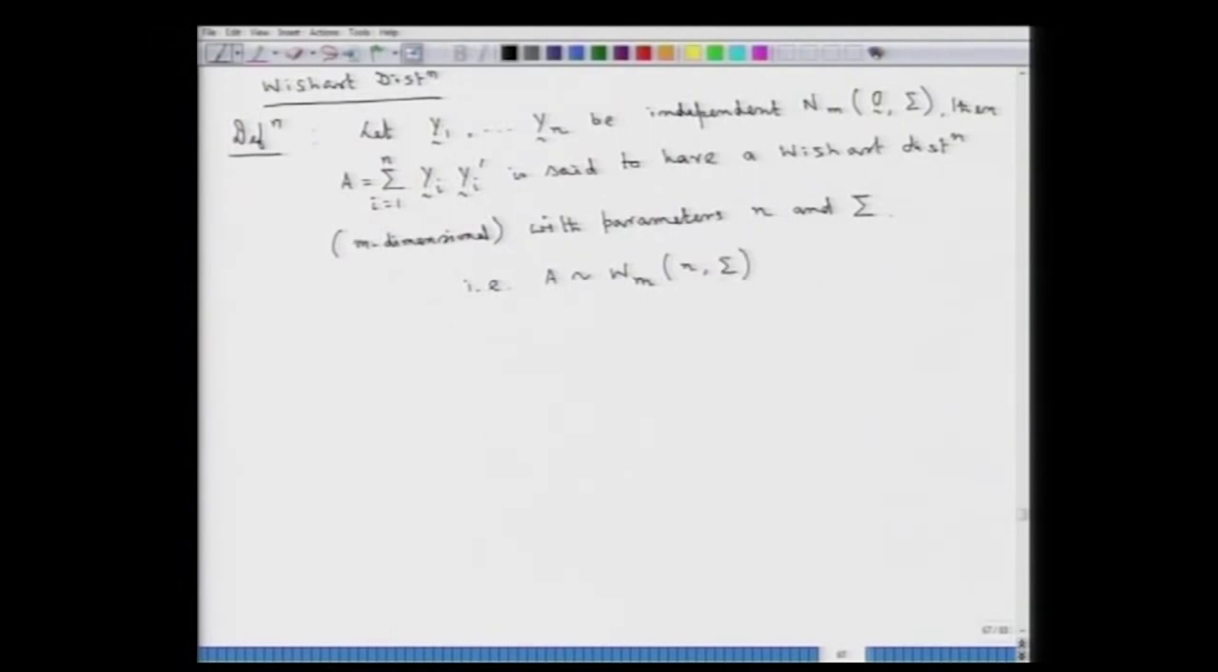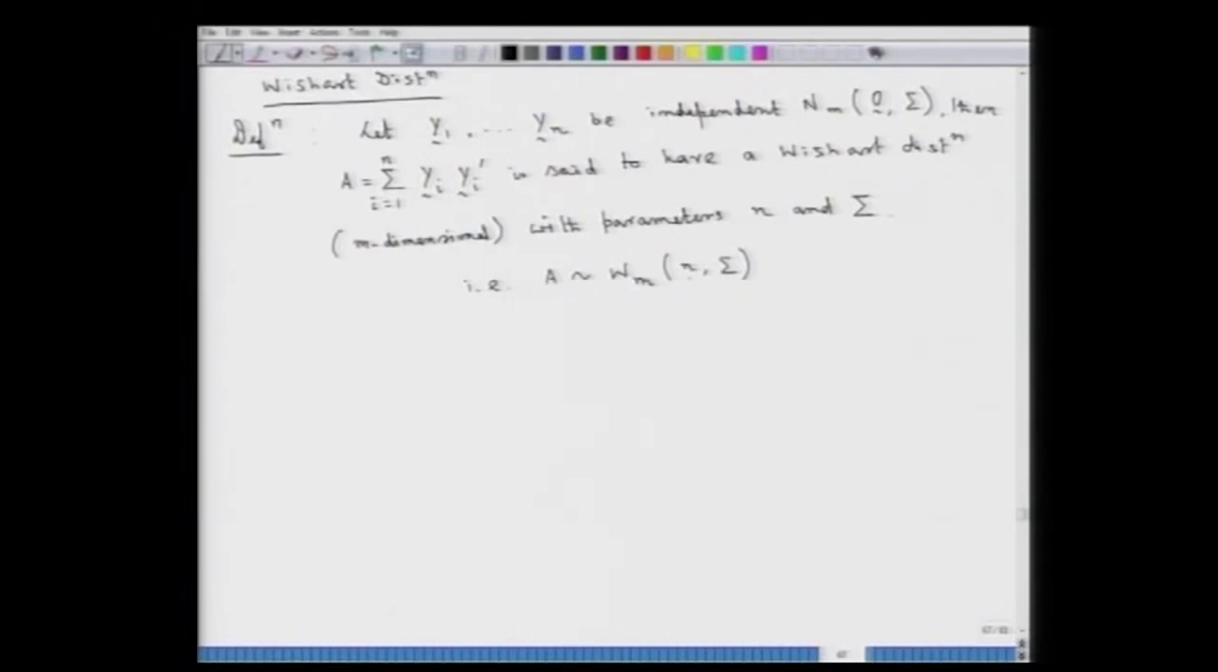This sigma is associated with the variance covariance matrix of the constituent multivariate normal distributions, and n is also referred to as the degrees of freedom of such a Wishart random matrix. Degrees of freedom in the sense that y1, y2, ..., yn are independent multivariate normal with mean vector 0 and covariance matrix sigma. Note that each of them has the same covariance matrix sigma. y1 y1 transpose is a random matrix, y2 y2 transpose is another random matrix, and yn yn transpose is another random matrix, all of them independent. So, we have the summation of n such independent random matrices, and that is what gives us the degrees of freedom n here. We read it this way: A follows a Wishart distribution on m dimension with n degrees of freedom and associated variance covariance matrix sigma.